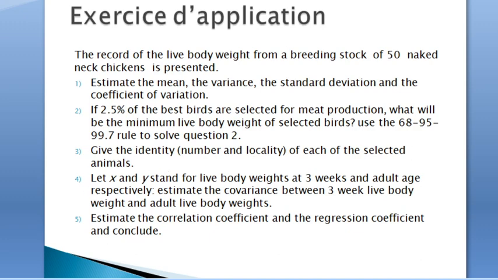Question 4. Let X and Y stand for live body weight at 3 weeks and adult age respectively. Estimate the covariance between 3 weeks live body weight and adult live body weight. Lastly, question 5, estimate the correlation coefficient and the regression coefficient and conclude.